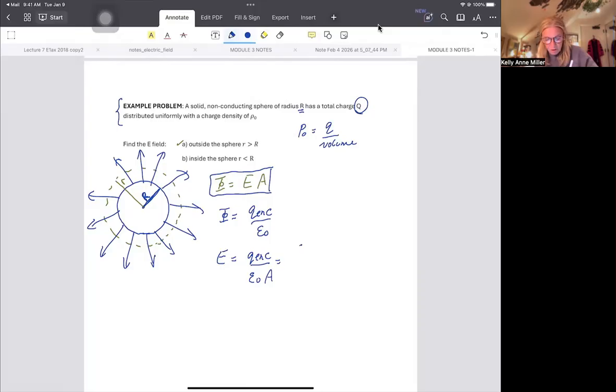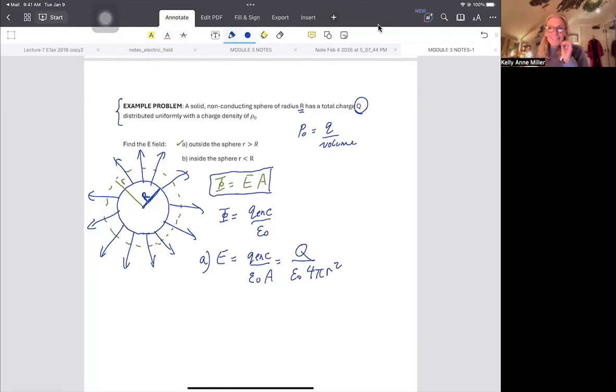So I can just write Q for Q enclosed because it's got all of it inside there, divided by epsilon naught. And then the area is just 4 pi times little r squared, because that's the radius of my Gaussian surface. So that's the answer to part A. The electric field is just that expression.